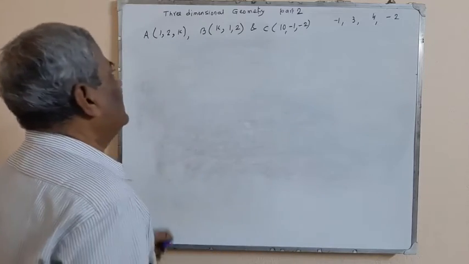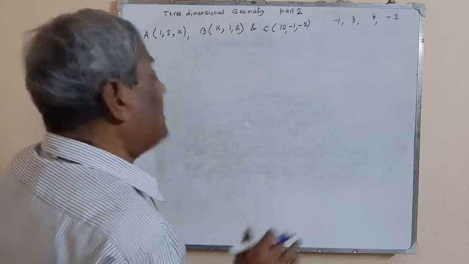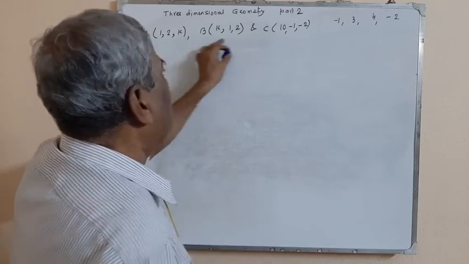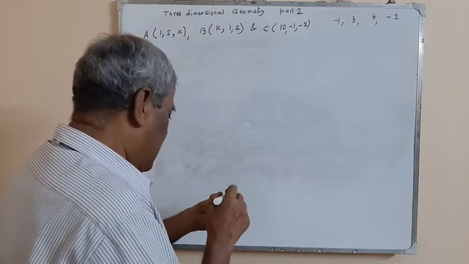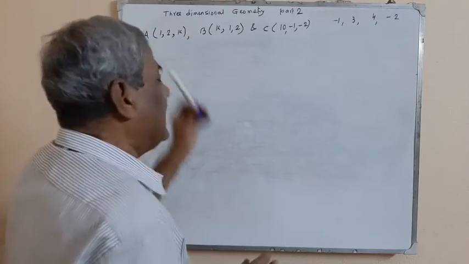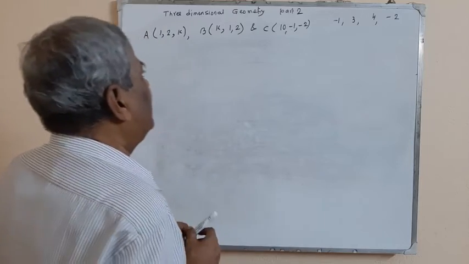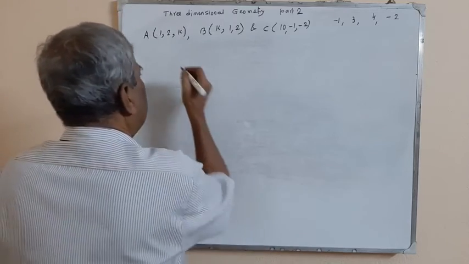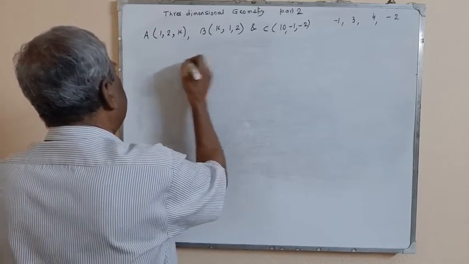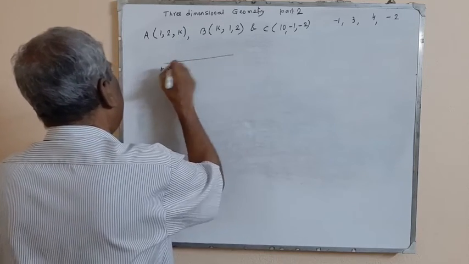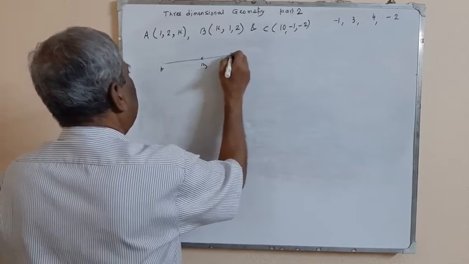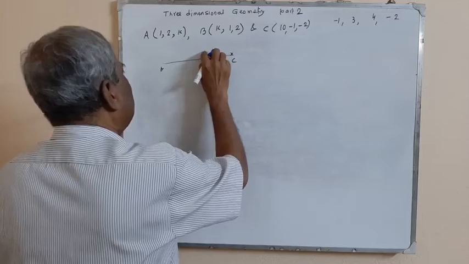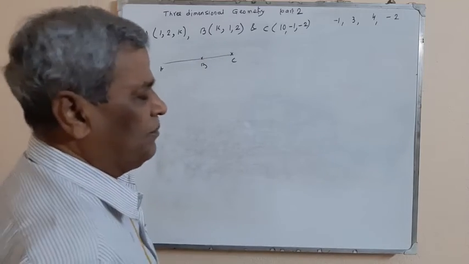Straightforward problem. The three points are given in 3-dimension geometry and their coordinates are given. We are given that they are collinear, lying on the same straight line. Therefore, the value of k will be found as follows: if three points A, B and C are collinear, then the direction ratio of AB and the direction ratio of BC must be the same.